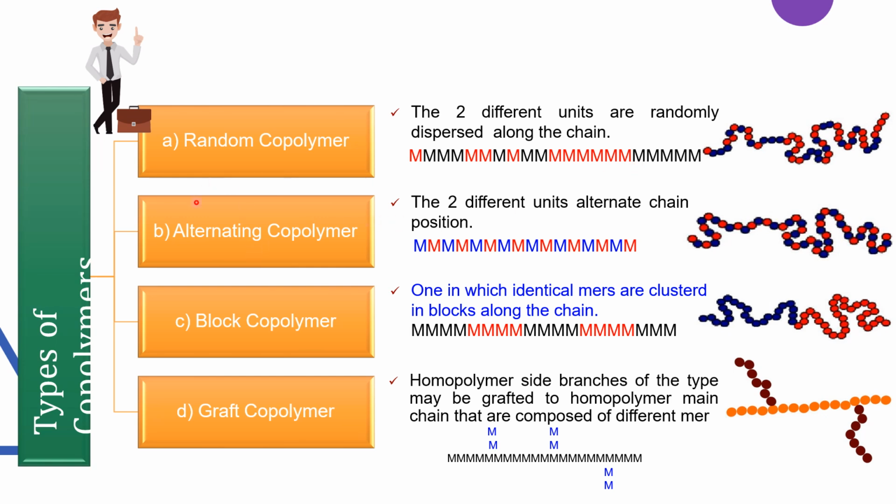The second one is alternating copolymers. The monomer units alternate in regular patterns along the chain.